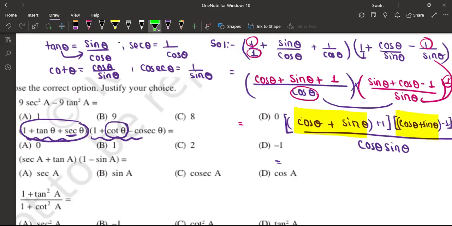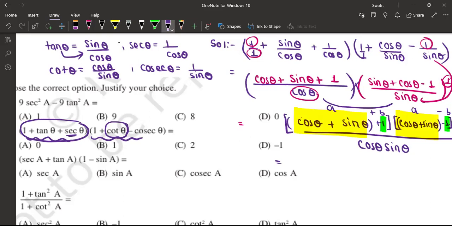Okay. Now imagine, Manya, that this is your A, and this is also your A, and this is your B, and this is also your B. So don't you think that you can see a formula here, A plus B into A minus B? What was the formula of A plus B into A minus B? Was it not A square minus B square? That was the formula, right? That we had done.